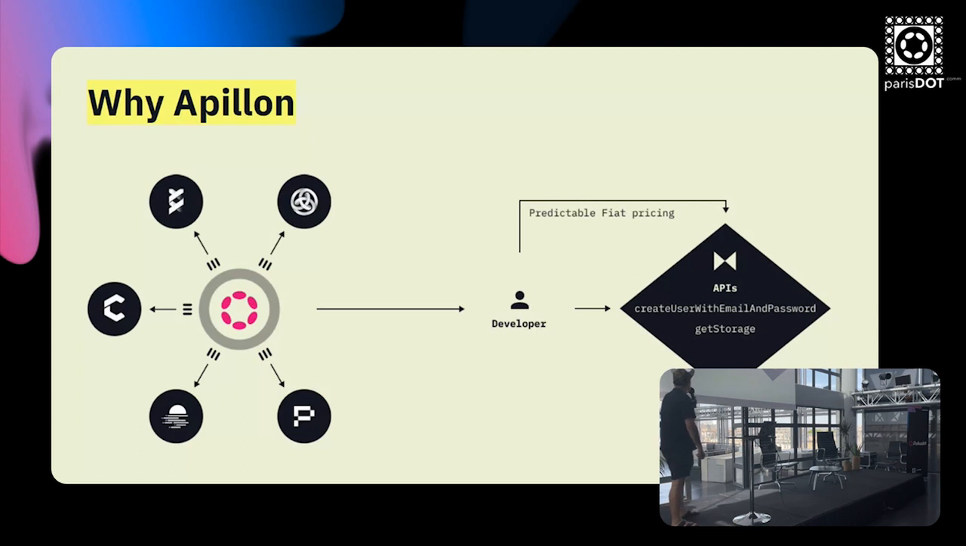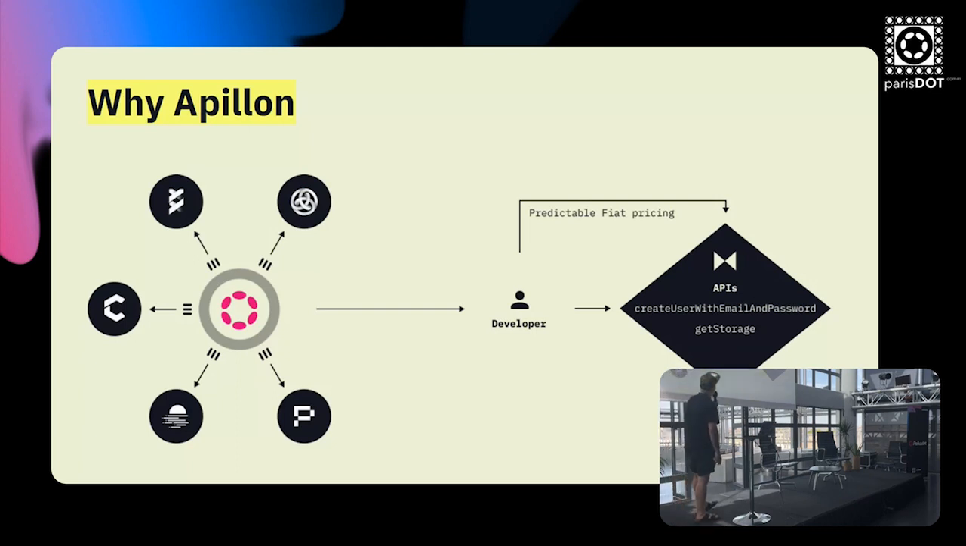Going deeper, how exactly does this look? We have parachains on the left side. We have a developer who also gets predictable fiat pricing from Apillon, and we have APIs as simple as create a user with email and password, or get storage, and you just start sending the files, and we put them to Crust, we put them to IPFS. So this is the logic we're pursuing.